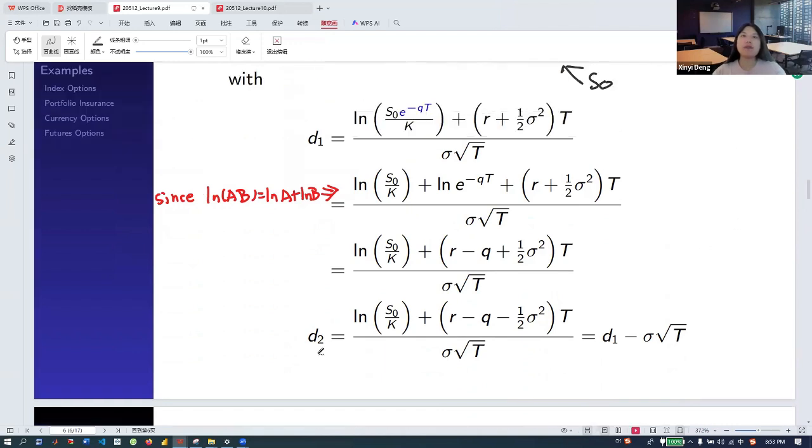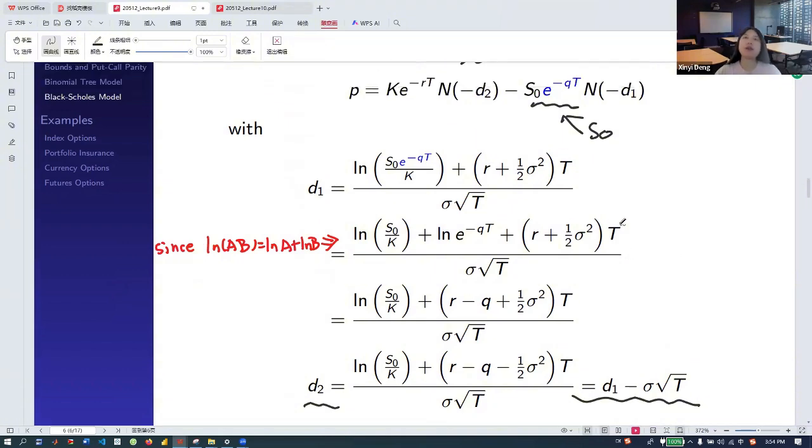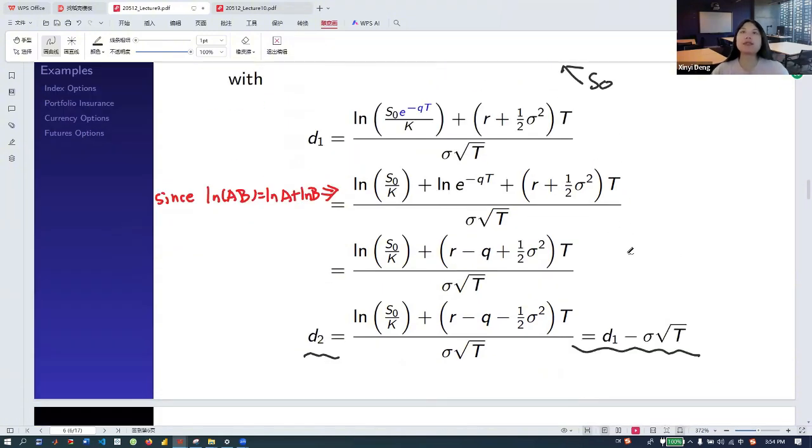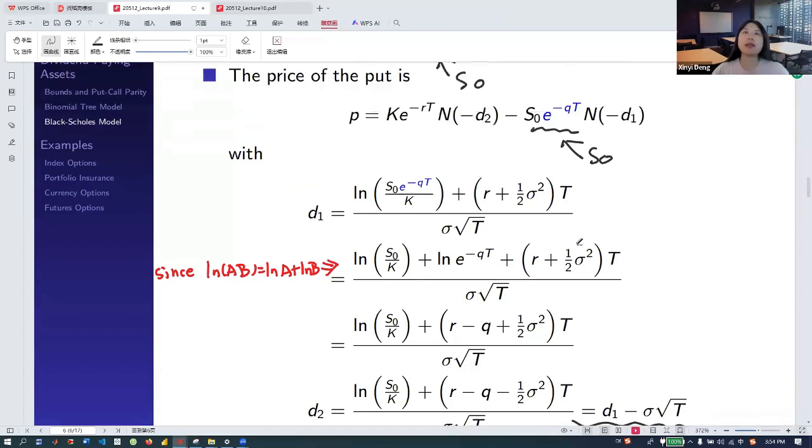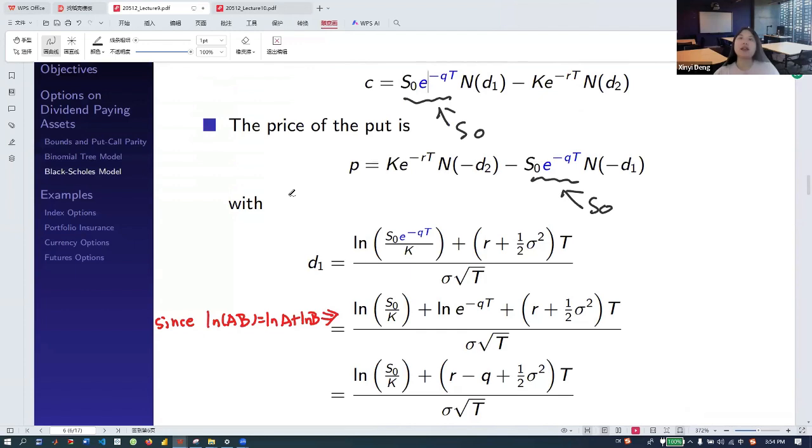We can still express D2 in terms of D1. So D2 would be equal to D1 minus sigma times square root of T. Now let me show you how this expression of D1 actually changes a bit. You will notice that in lecture 8, this numerator was S0. Now we replace S0 with S0 times e to the power of minus QT. But we can further modify this expression.